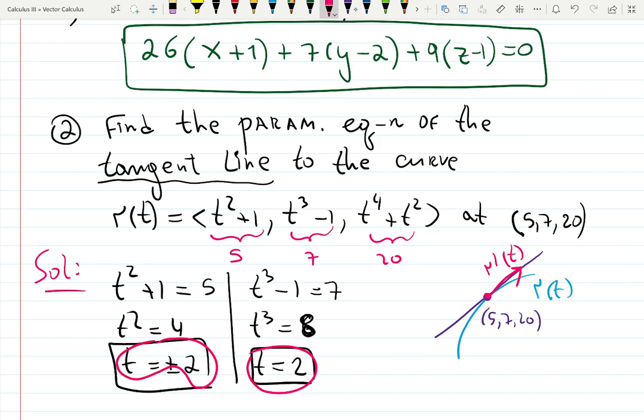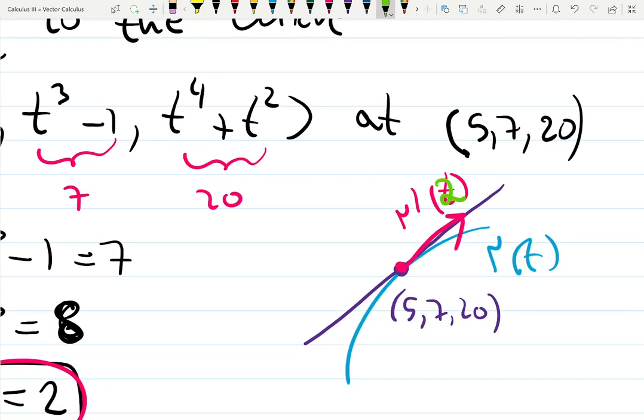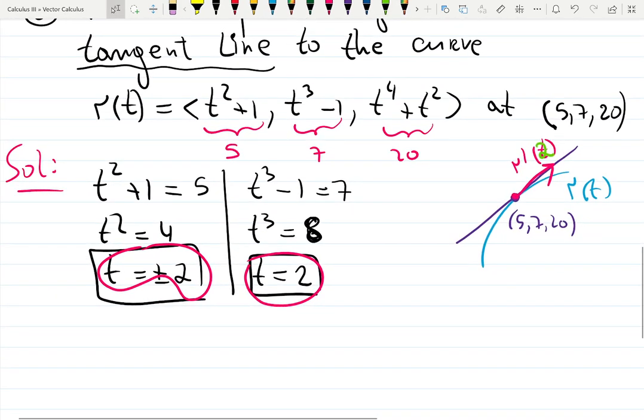T is 2, and that's what we're going to plug into the derivative. Now we know. And you can check the last one: 2 to the 4 plus 2 squared is 20. And now we're building a direction vector. Wow, what is direction vector? Remember, it was a long time ago.